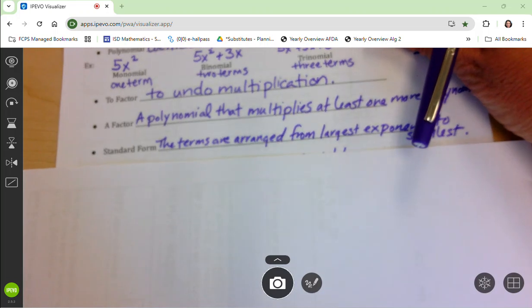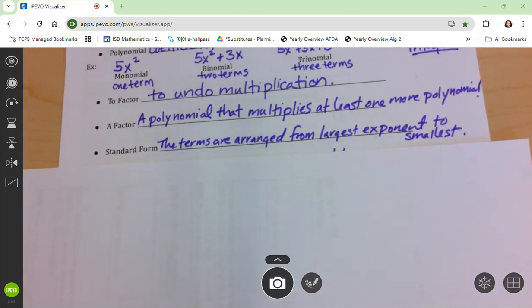All right. Standard form. In order to factor, you need your polynomial to be in standard form, and you did have that in your last Delta Math, where the terms have to be arranged from the largest exponent to the smallest. So the biggest one goes first, and then the smallest one is often the constant term because it doesn't have an x at all. I apologize, it's a lot of writing, but we're going to get to some problems in just a minute.